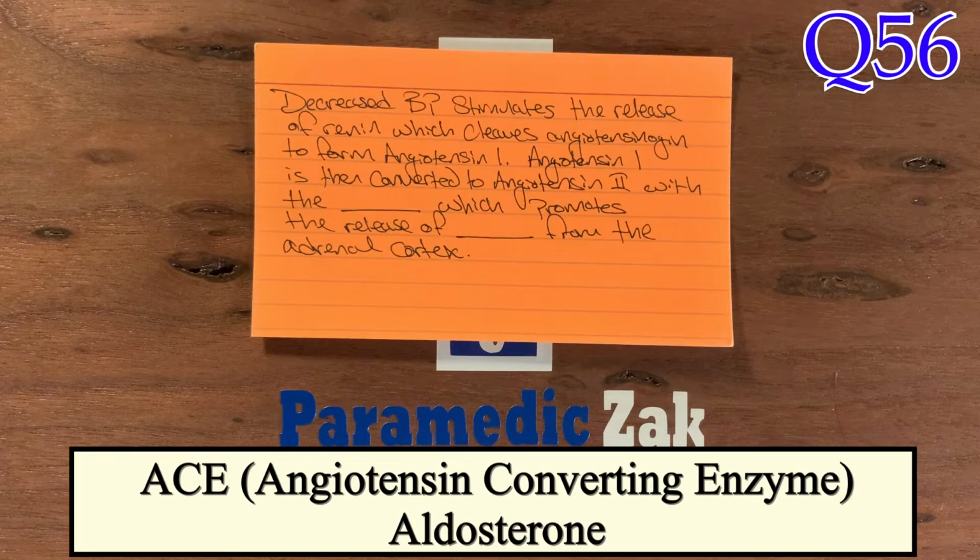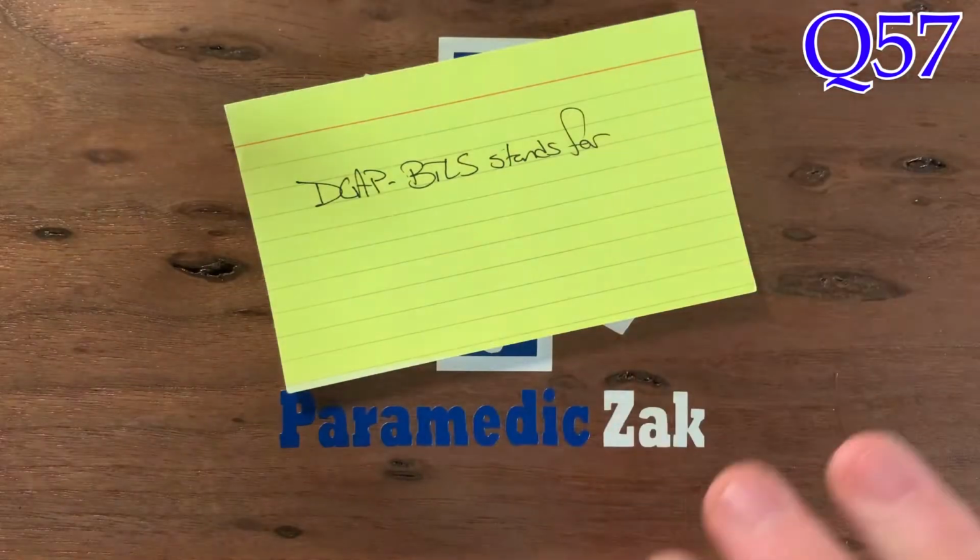So decreased blood pressure stimulates the release of renin, which cleaves angiotensinogen to form angiotensin I. Angiotensin I is then converted to angiotensin II with the ACE enzyme, which promotes the release of aldosterone from the adrenal cortex.